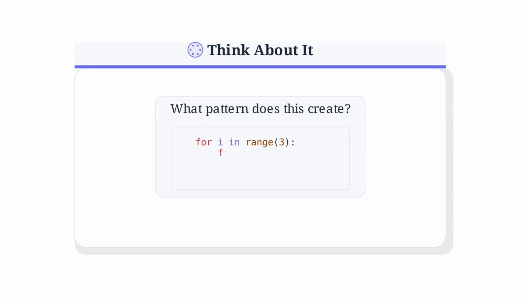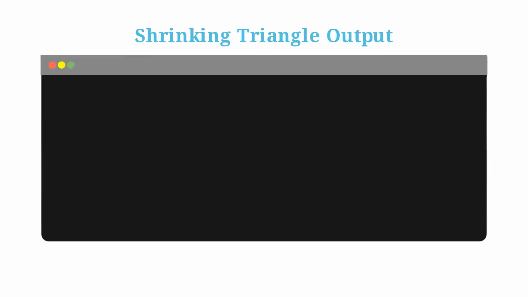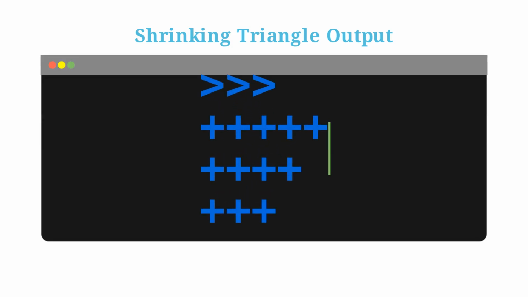Challenge time. Look at this code. What pattern will it create? Think about how the inner range changes as i increases. Exactly. It creates a shrinking triangle because 5 minus i gives us 5, then 4, then 3 symbols. The opposite of our growing triangle.